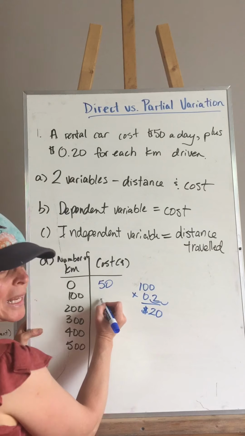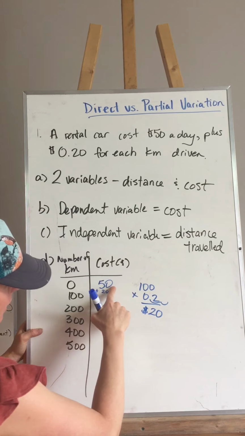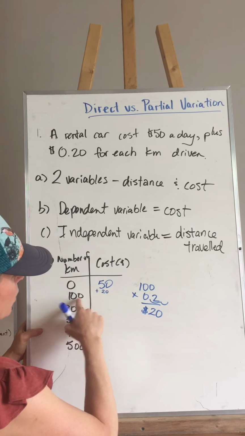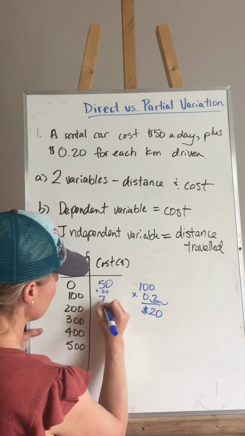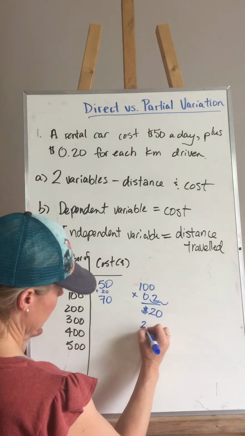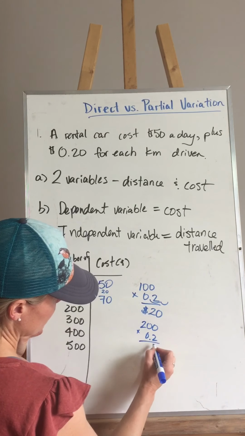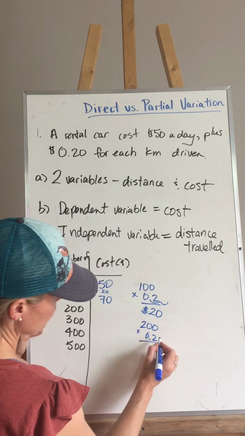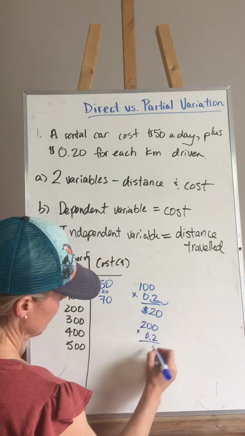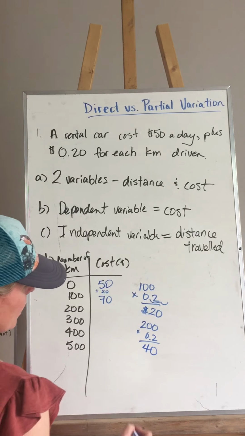Okay, so I'm not going to put 20 here. I'm going to add 20, because I have that initial fee of $50. I have to add the 20 because I've driven 100 kilometers. So my next is 70. Okay, so now we'll do 200. We times that by 20 cents. So this is going to be 40.